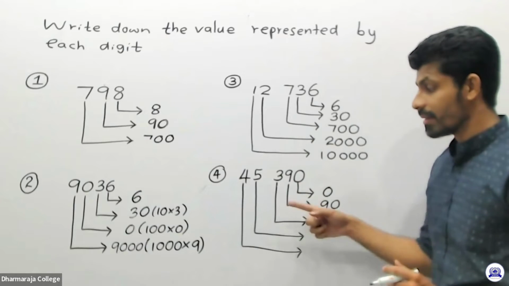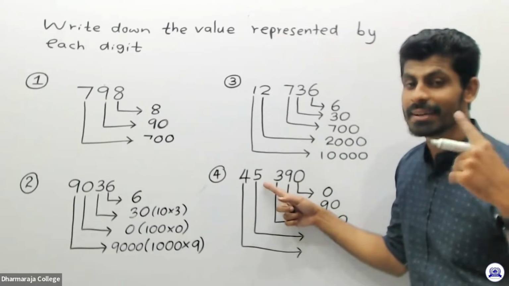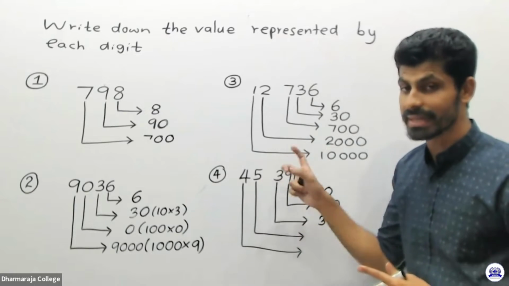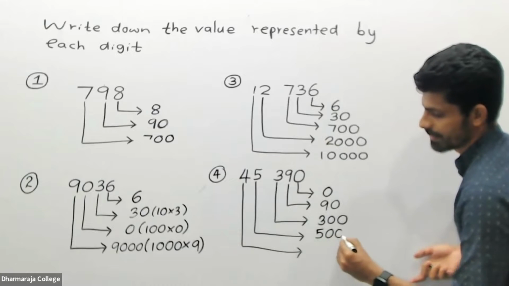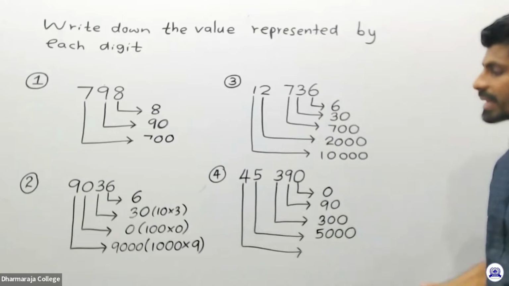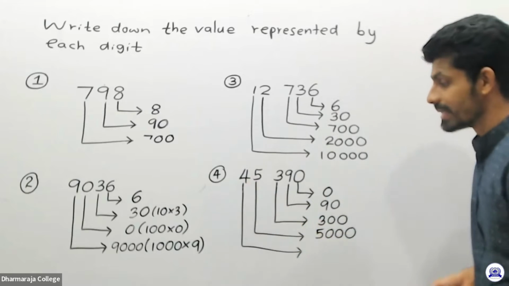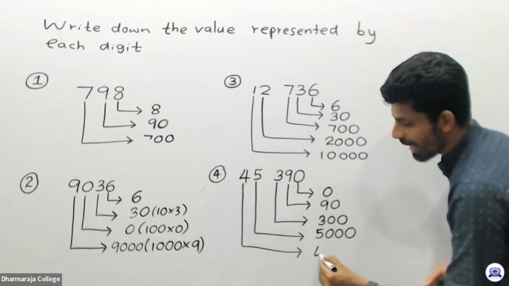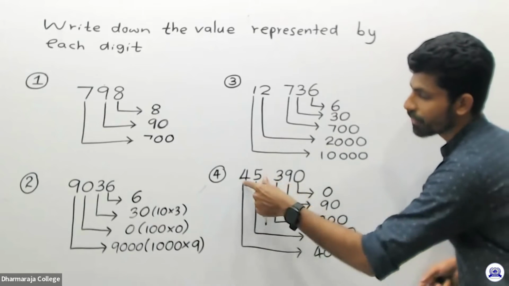What is the value here? Just quickly tell me. 5. What is the value here? 5,000. Right, okay, then what's the value here? 4, that means 4 and 0, 0, 0, 0: 40,000.